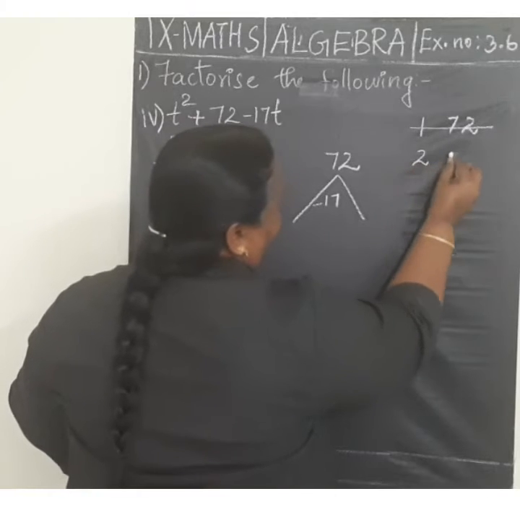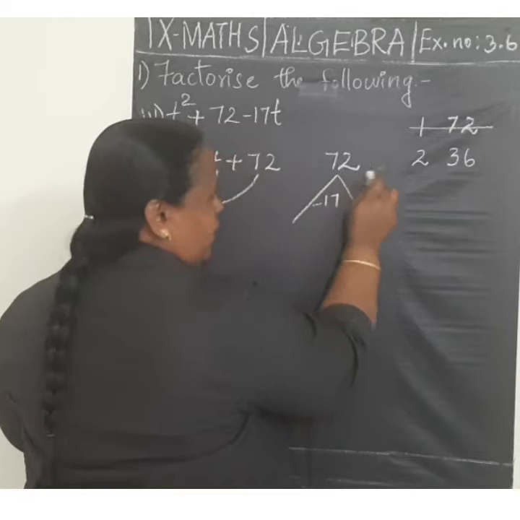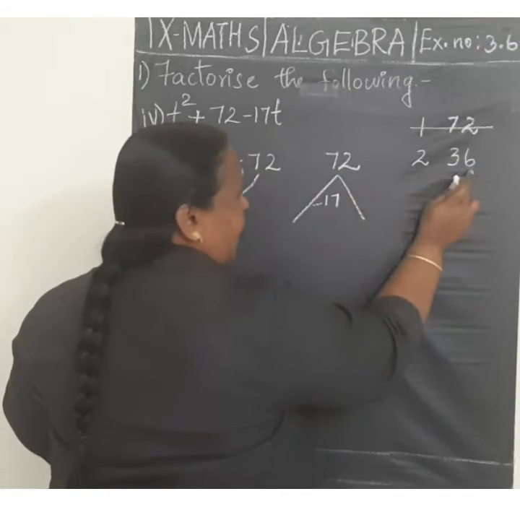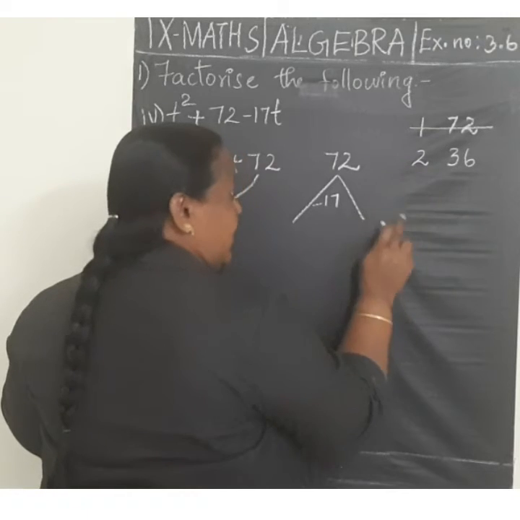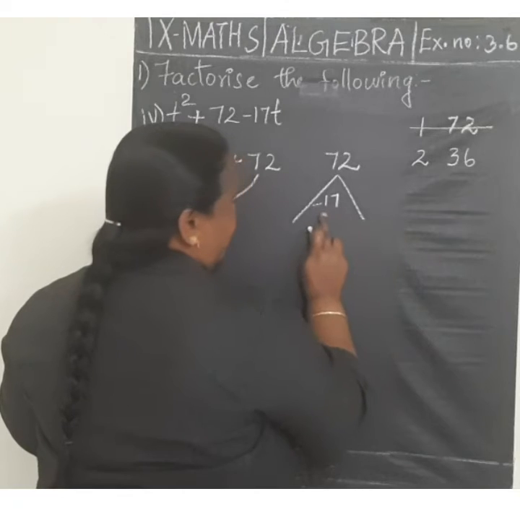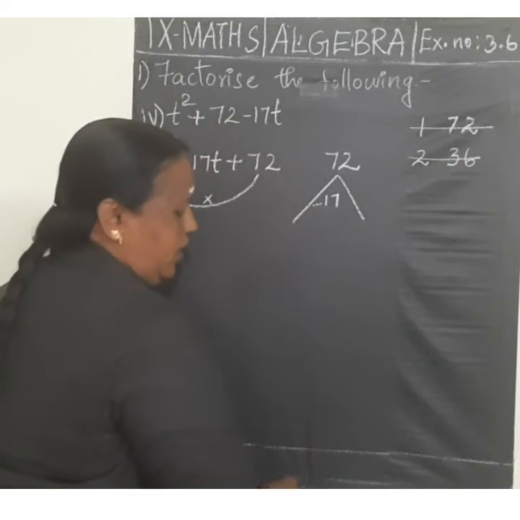Next we go for 2. In the second table, 36 times 2 is 72. If we multiply 2 into 36, we get 72. But if we add 36 plus 2, we get 38. If we subtract 36 minus 2, it is 34. So we are not getting 17. So we can't take 2 and 36 also.